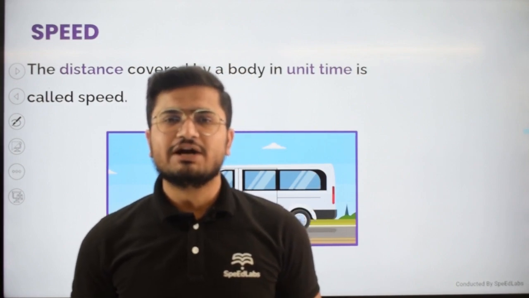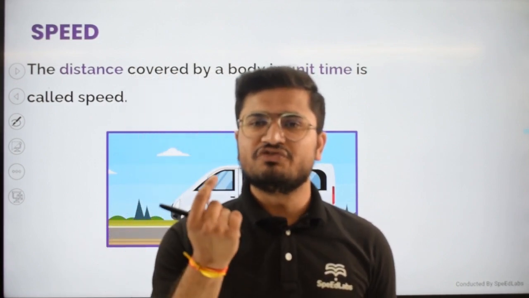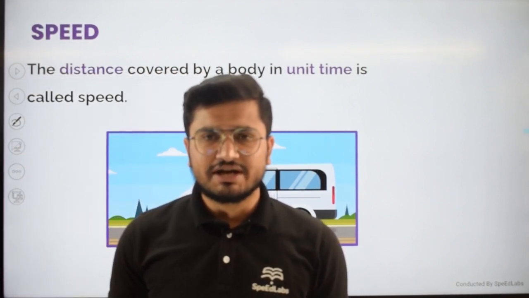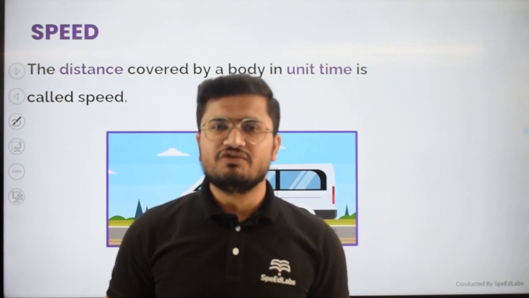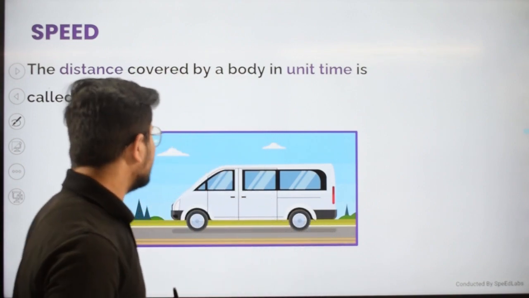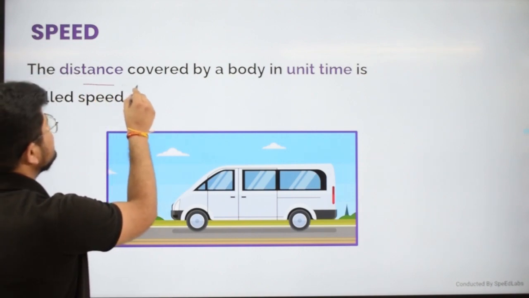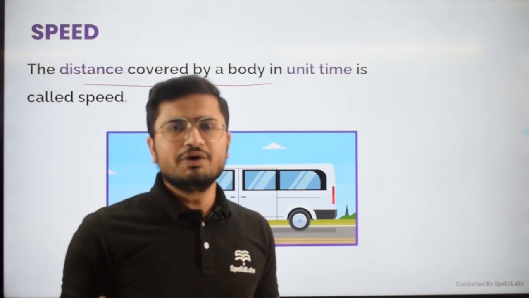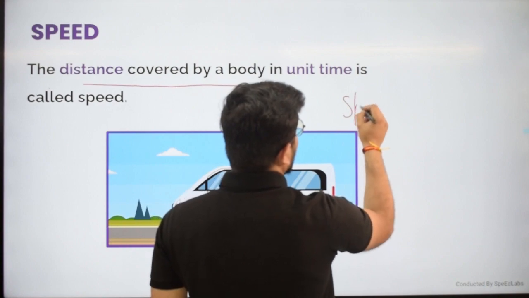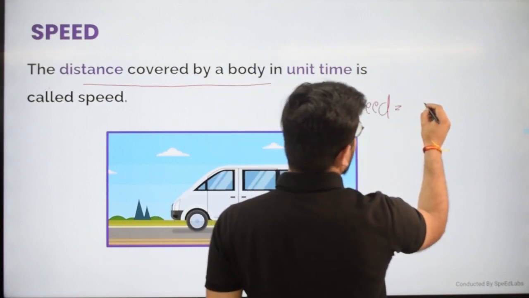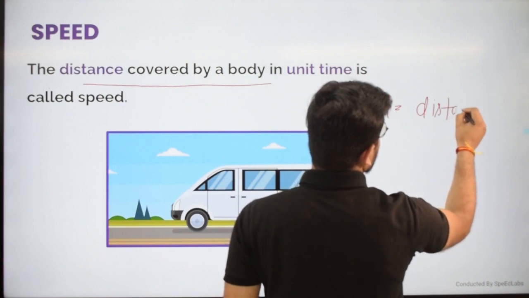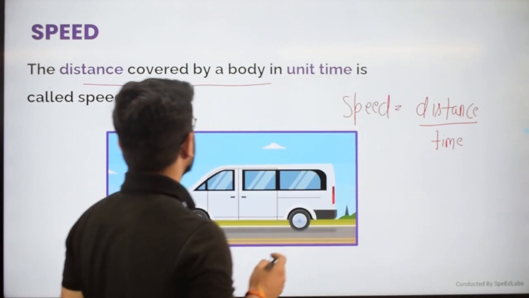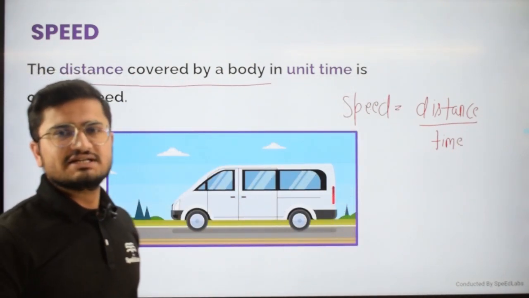So today in this video, we are going to learn about some important terms used to define motion, like speed. What is speed? What is velocity? What information are we getting from these terms? So let's start. The distance covered by a body in unit time is called speed. The formula, I hope you already studied it, is distance upon time.